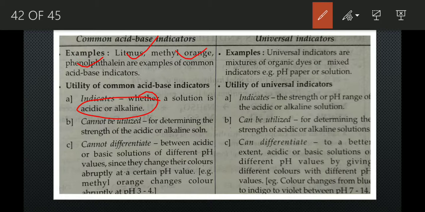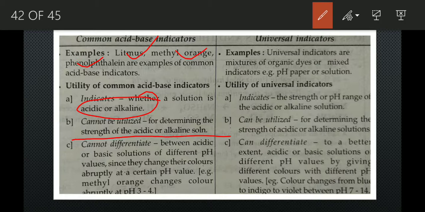So by using this type of indicator, for example litmus or methyl orange or phenolphthalein, if we put this type of indicator into a solution, then it only indicates whether a solution is acidic or basic, nothing more than that. That means this type of indicator cannot tell us the strength of that solution, how much acidic or how much alkaline a solution is. Okay, see, in the next point it has been mentioned that it cannot be utilized for determining the strength of acidic or alkaline solution.